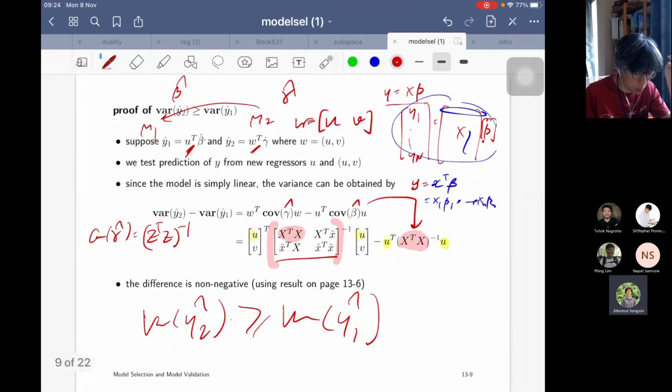Certainly, the complex model has lower MSE, but has higher variance in the estimator and in the prediction. That's the concluding message.